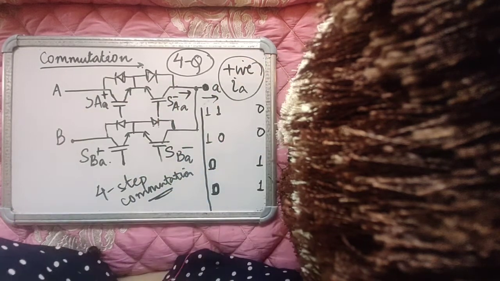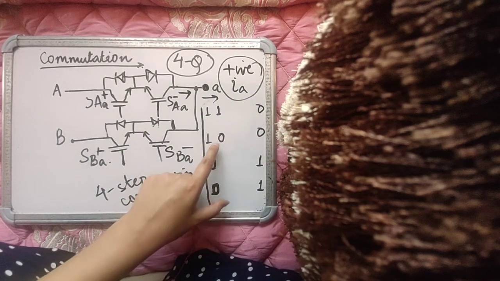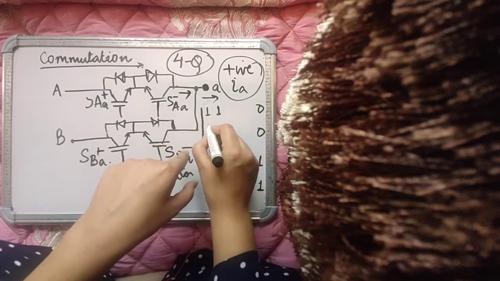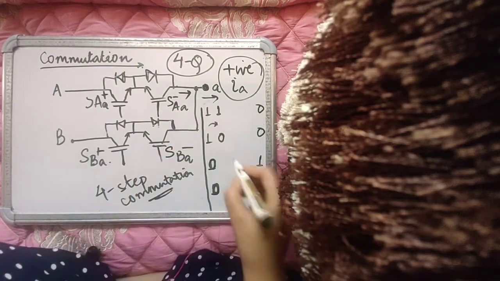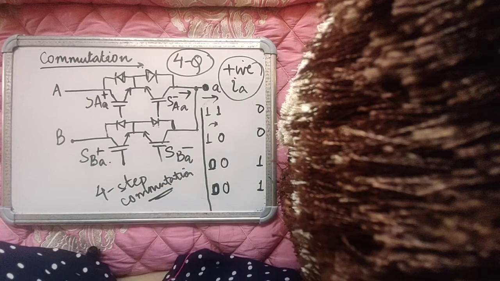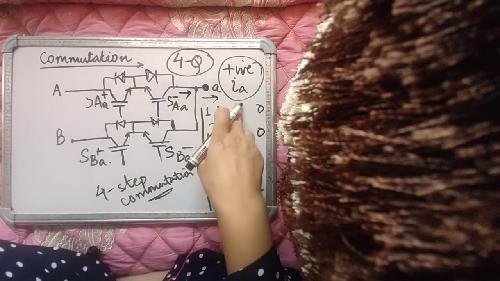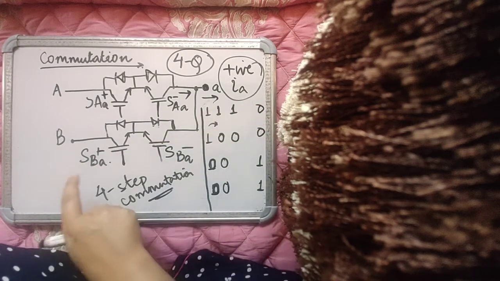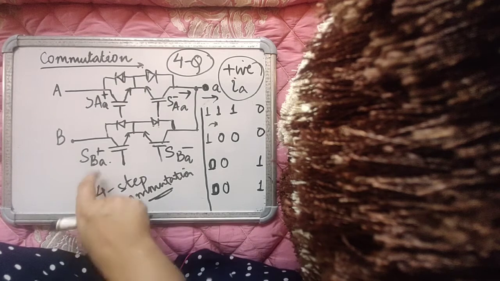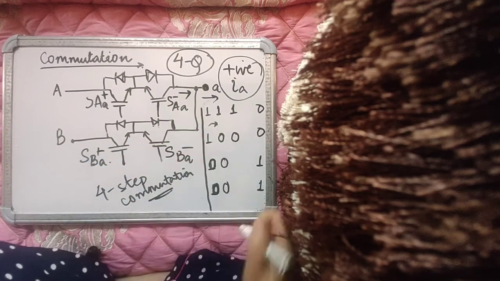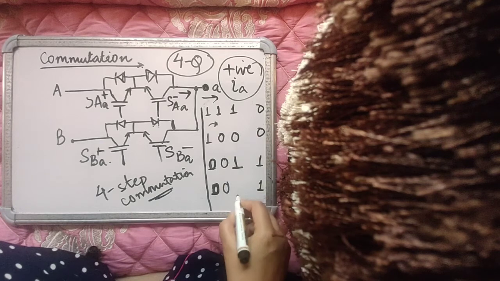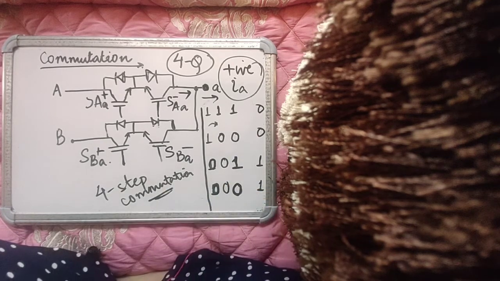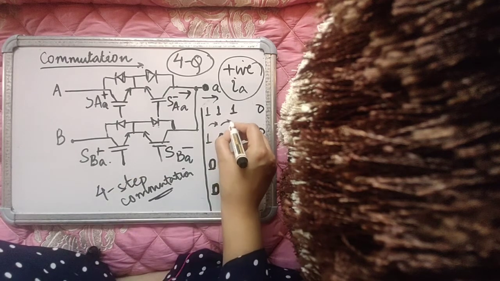Similarly, there will be a commutation for negative IA. So I will check that the current is positive. So SAA minus is anyway not conducting. So my first step is to turn off SAA minus, and these I will keep off, right? Then I also know that the current IA is positive, which means in the next set of devices, SBA plus has to conduct because the current is positive, right? So I will switch on SBA plus, and SBA minus, I will keep off. So this is my second step, right?